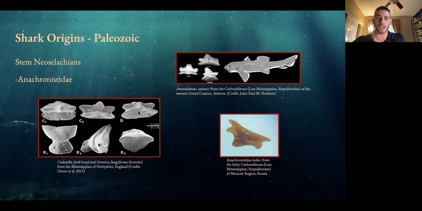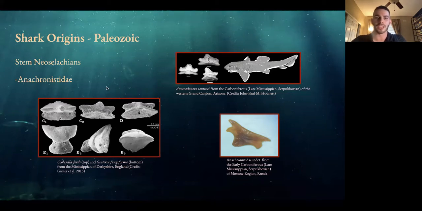So these have a single layer of enameloid, which is also present in batoids, the rays, although some rays do have a double layer, whereas sharks have a synapomorphy, which means a derived trait, of three enameloid layers. And this is unique within sharks. But it is important to mention that most likely their ancestors did have this single enameloid layer.